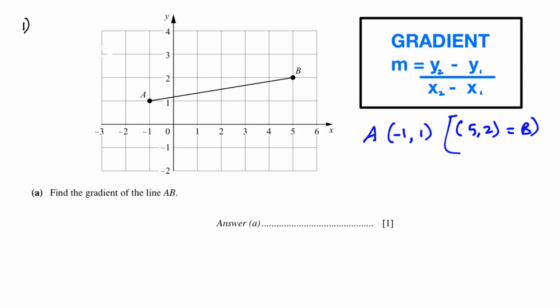Now, just using the formula, gradient is equal to y2 minus y1 over x2 minus x1. I am choosing this as my x2 and this as my y2. So this will be my x1 and y1. Therefore, 2 minus 1 over 5 minus minus 1. Remember to put in a bracket. The whole thing you can put in the calculator and you will get the answer 1 over 6. So the gradient is 1 over 6.